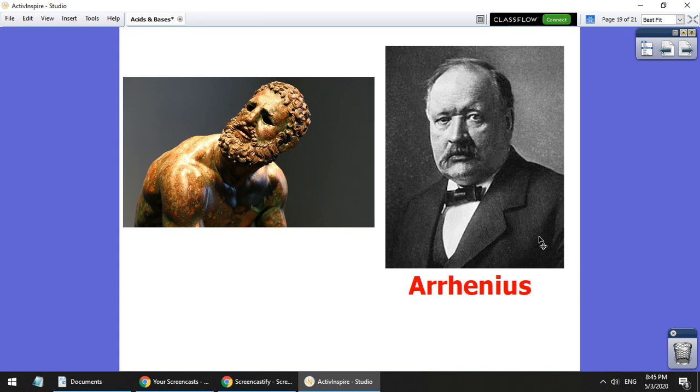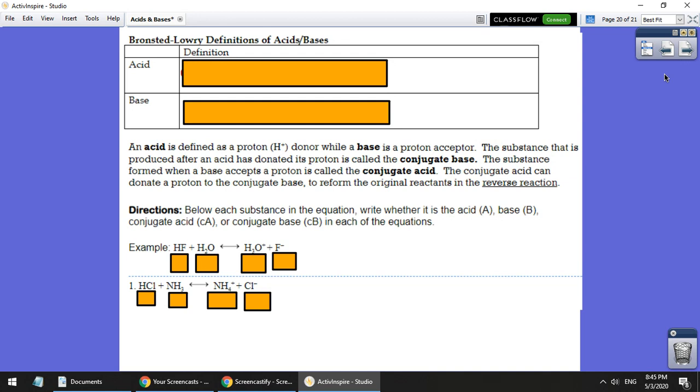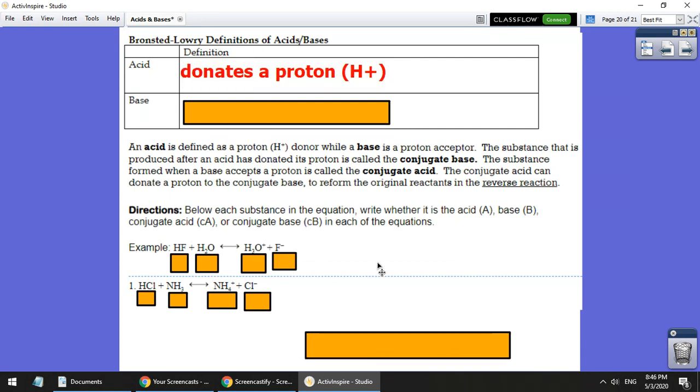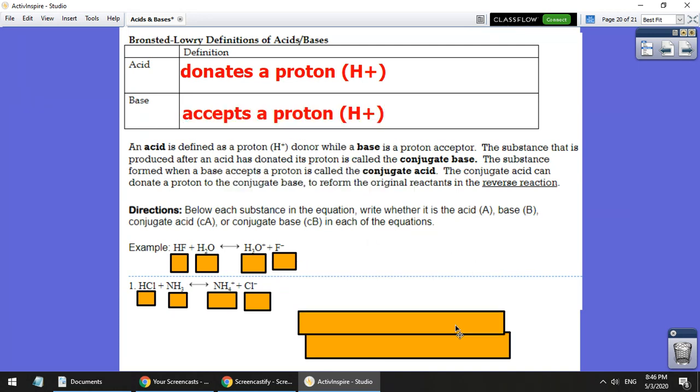Now, even though Arrhenius is great and all, we're actually not going to look at his definition. We're going to look at the Bronsted-Lowry definition of acids and bases. According to them, an acid is something that donates a proton or an H plus ion, and a base is something that accepts a proton or an H plus ion. So make sure you write that on your note sheet.